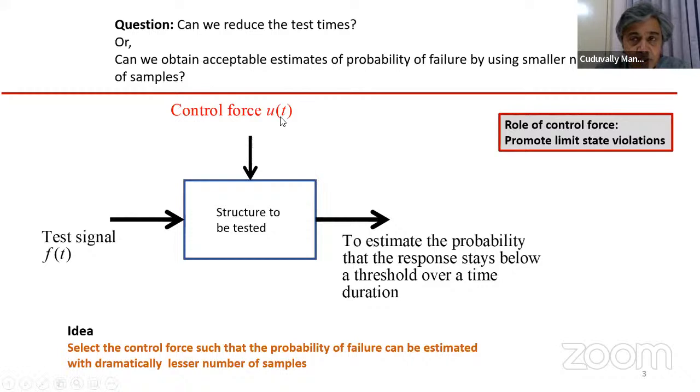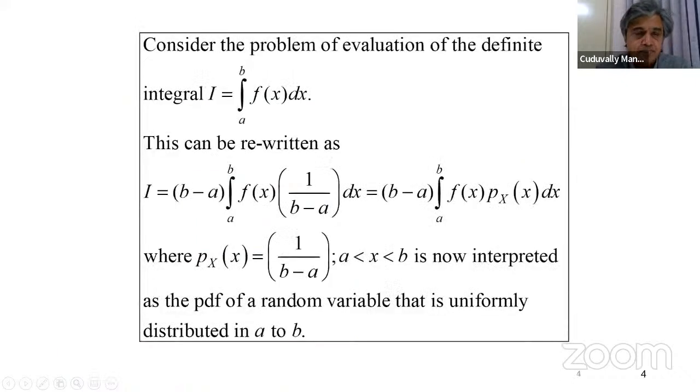But this control force should keep the estimate of the probability of failure unbiased. So it cannot alter the physics of the problem. The probability of failure estimator should be unbiased. So how do we correct for it? Having added this control force, you need to correct also. So this is the philosophy that is used in computational modeling of reliability. And the question that we are asking is, can we mimic this type of strategies in experimental work also? So the idea is to select the control force such that the probability of failure can be estimated with dramatically lesser number of samples. So to motivate that, let's consider a simple problem of evaluating an integral.